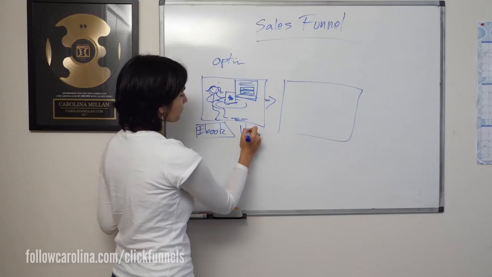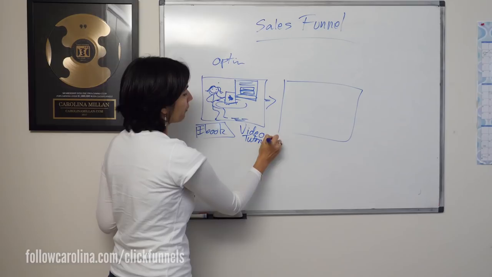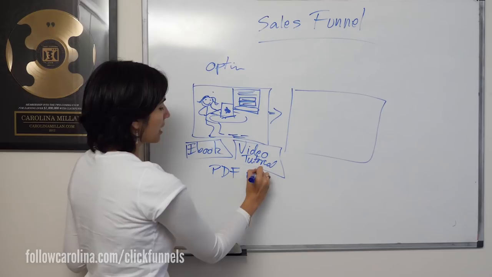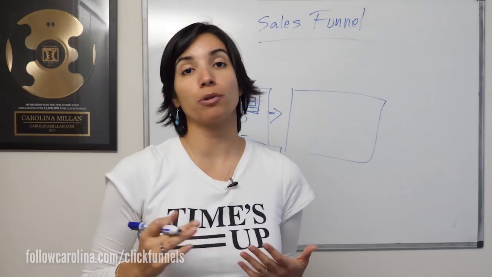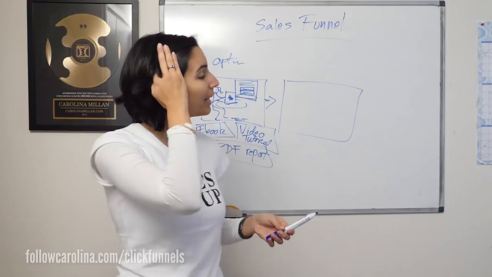A video tutorial or something like that is also a good option. People love video. A PDF report, right? A report is more valuable than an ebook because people can just consume it really quickly. A report is not going to be 30, 40 pages long as an ebook could be, but a report could be as short as 3 pages.